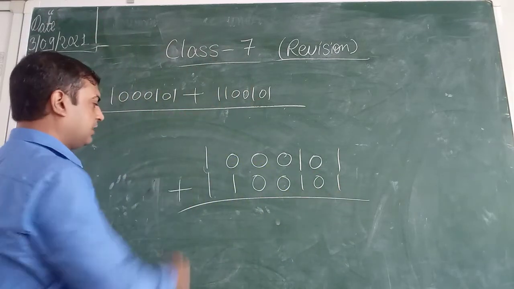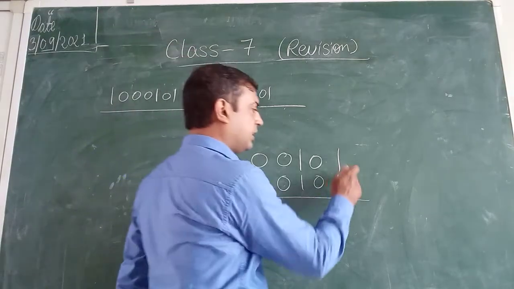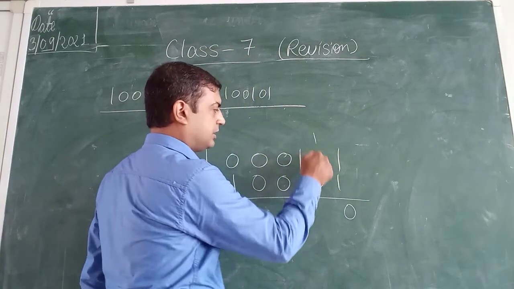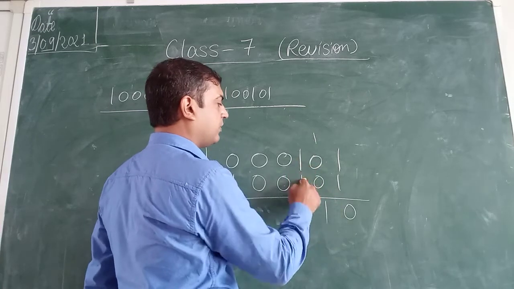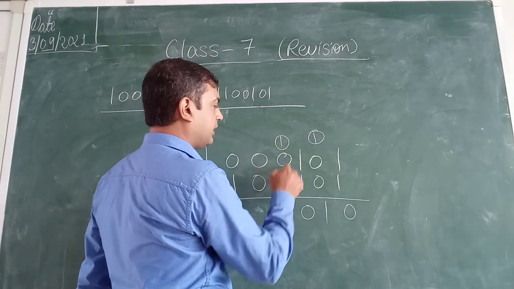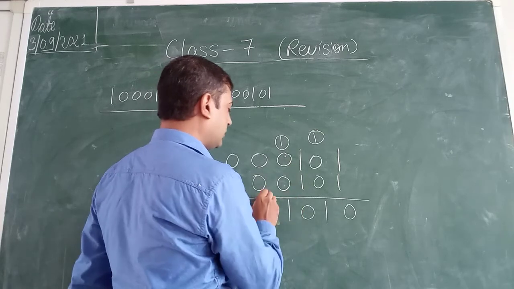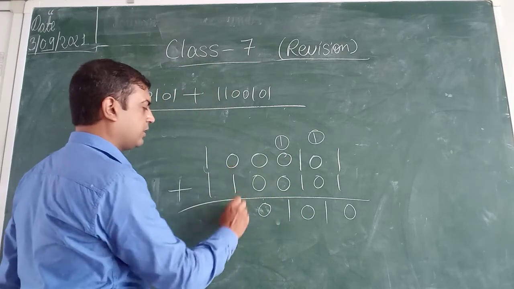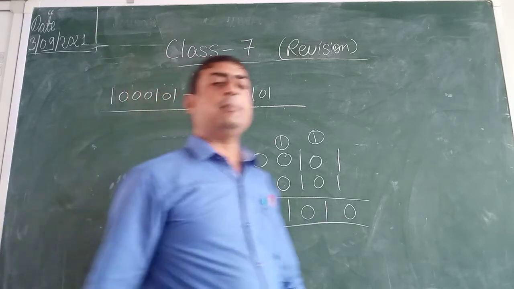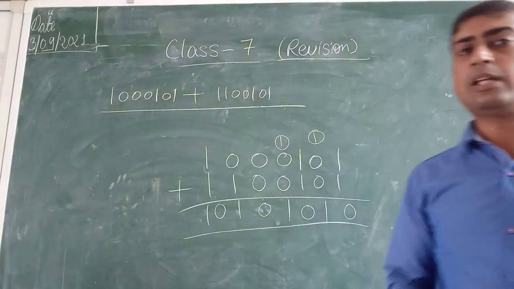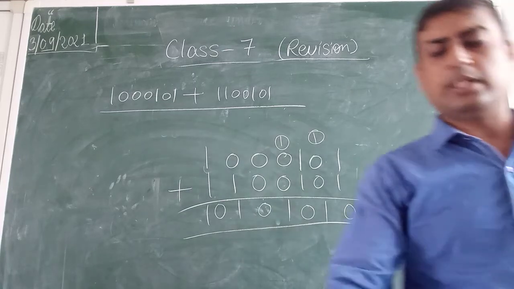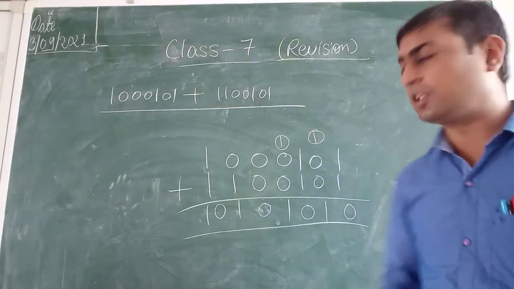We have to add. 1 and 1 is 10. 1 1 0 0 1. 1 and 1 is 10, 0 1. Now 1 0 0 1 0 0 0 0 and 1 and 1 is 10. The same method you will follow always for addition. Now you can do some more operations in this. Today I am discussing multiplication also.